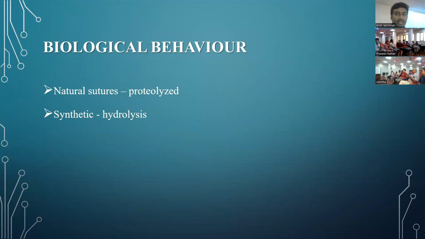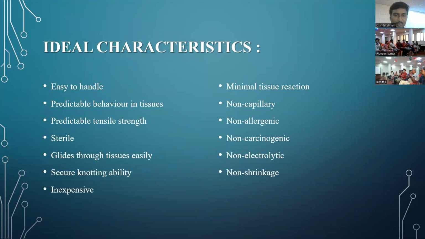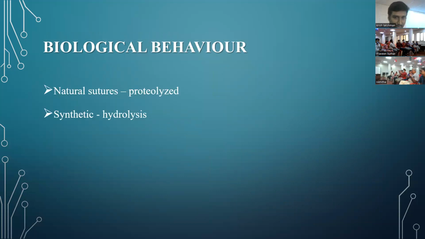Natural sutures are generally proteolyzed by the enzymes that are produced in the body, and synthetic sutures undergo hydrolysis, that is, chemical bonds are broken down between the sutures and it is hydrolyzed. Just go back one step. So what is the importance of this? What are you trying to tell us?